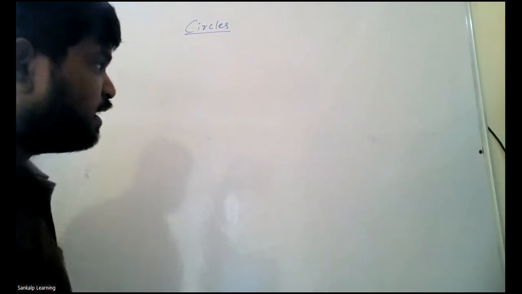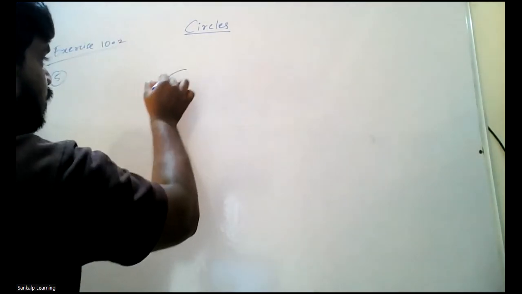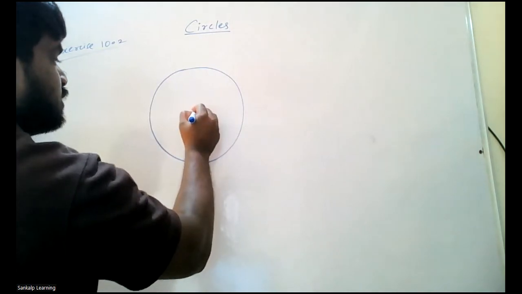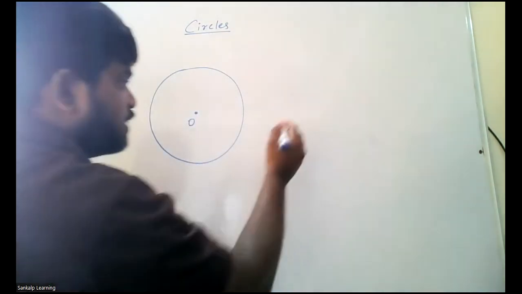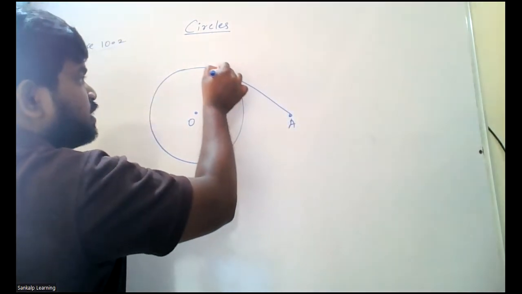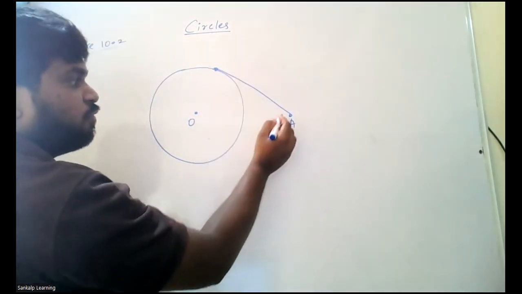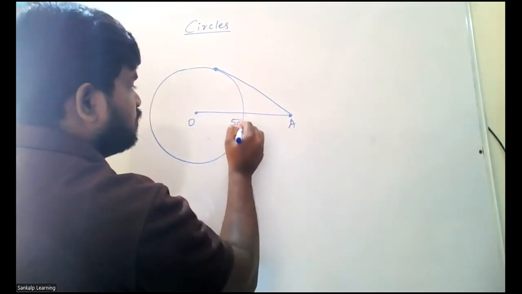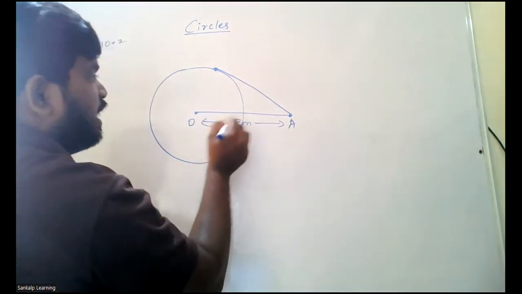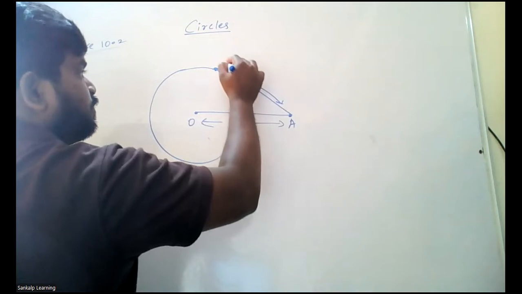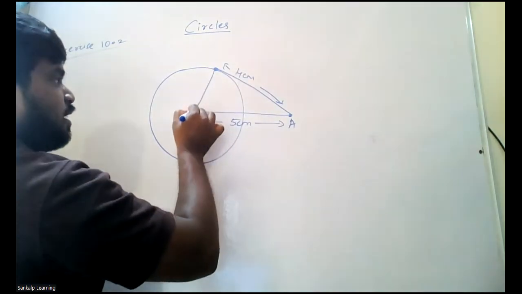I'll just give you the hint. It is very easy. You can solve it by yourself because I've already done such type of problems. There is a circle with center O and there is a point A. From this point, I've drawn a tangent. Now this point is at what distance? At 5 centimeter distance from the center. And what is the length of the tangent? The length of the tangent is 4 centimeters.